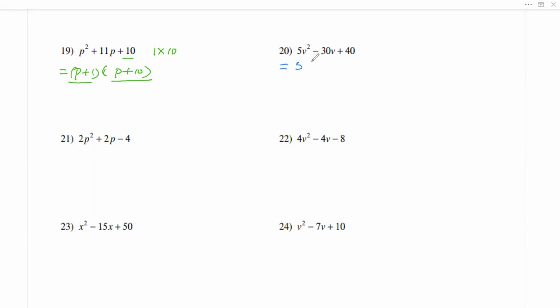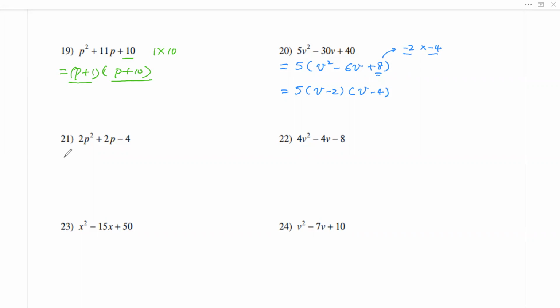Number 20. First, we take 5 out first as well. v squared minus 6v plus 8. So 8 can be factored into negative 2 times negative 4. So the sum of them is negative 6, right? Now you are very familiar with these kinds of factoring problems, right?